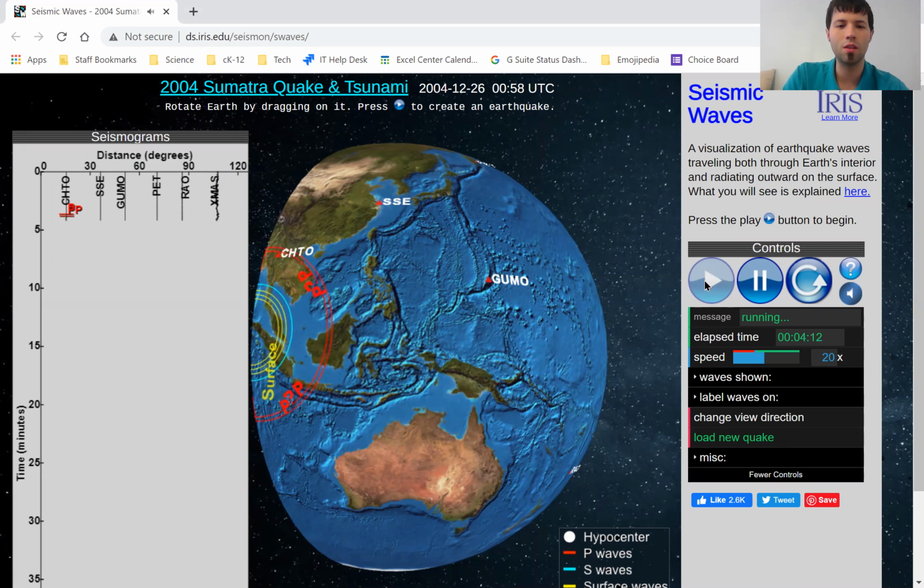And so in this application here, notice that the P waves are ahead of the S waves, which are ahead of the surface waves. And that's kind of what you've been learning about. P waves are faster than S waves, and the surface waves are even slower than that.